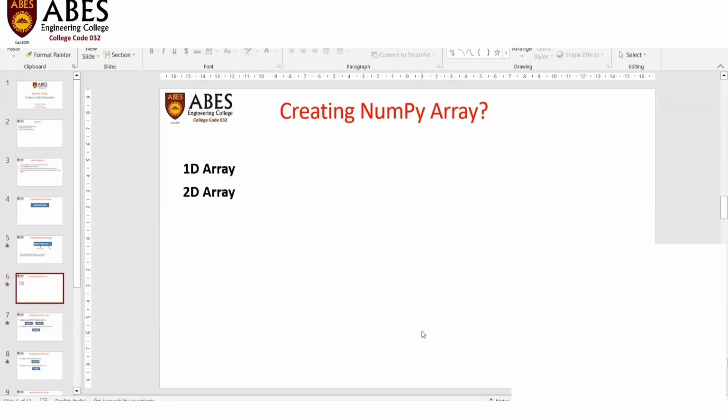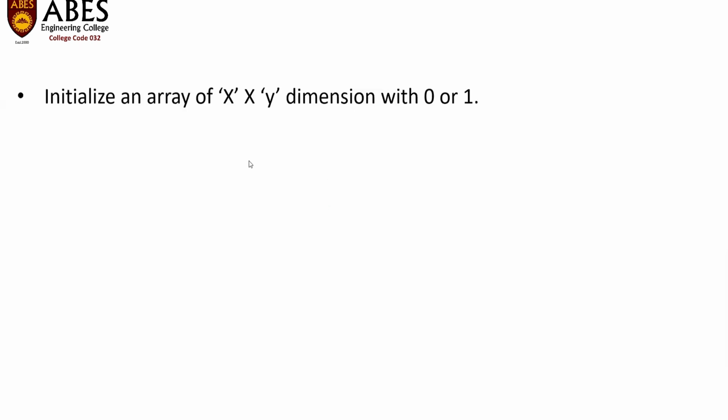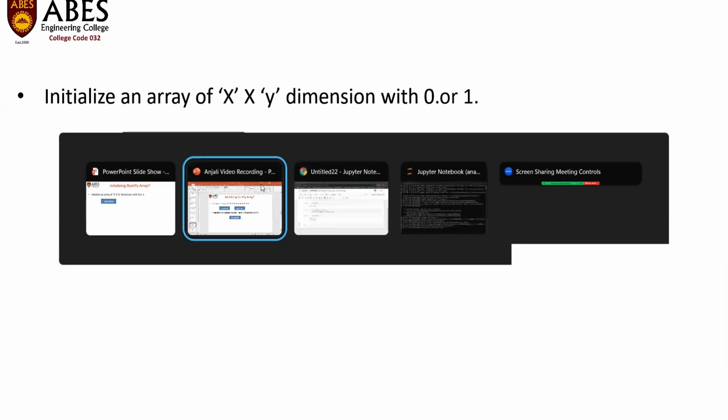Now next I'll be doing the initialization of NumPy arrays. Now how does the initialization take place in NumPy arrays? So I will be initializing an array of x and y dimension with zeros and ones. Say I am starting with zeros in the arrays for x and y dimension. I just need to mention the dimensions in an array, and then I have to use this command np.zeros. Let me show you.